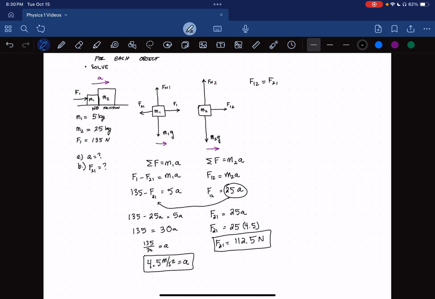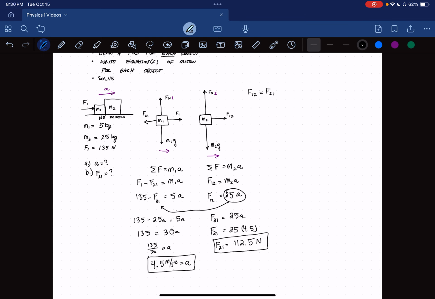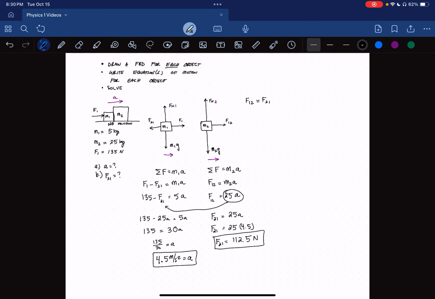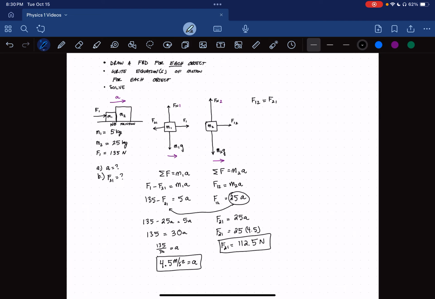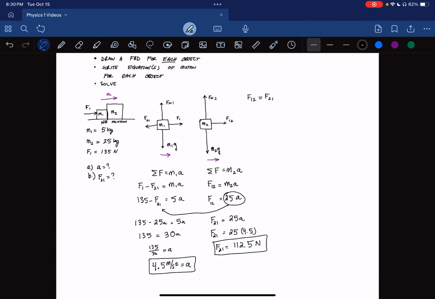So we're using some techniques that we've used before, this substitution technique into these equations. But of course, there is something new here with using two free body diagrams. There's another method that we can use, an easier method to figure out a, although we can't use it to figure out the force of mass 2 on mass 1. And the simple way to figure out the acceleration of these two objects, a little bit faster, is to think of it as a system.